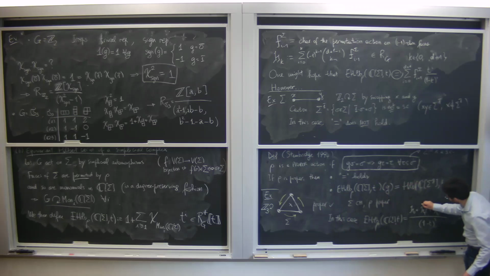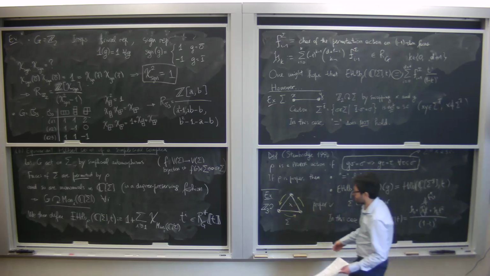But it turns out that this object here is not effective. So somehow properness alone is not quite enough to give us what we'd like. So we need another strengthening.